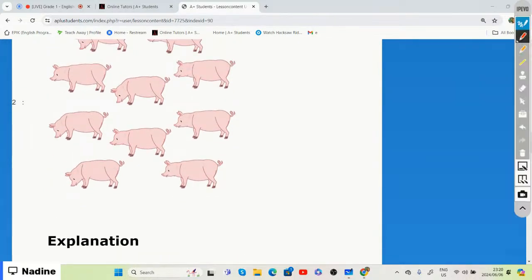What animal do we see here in front of us? What animal do we see on the screen? The animal that we see on the screen. We usually have them for bacon.